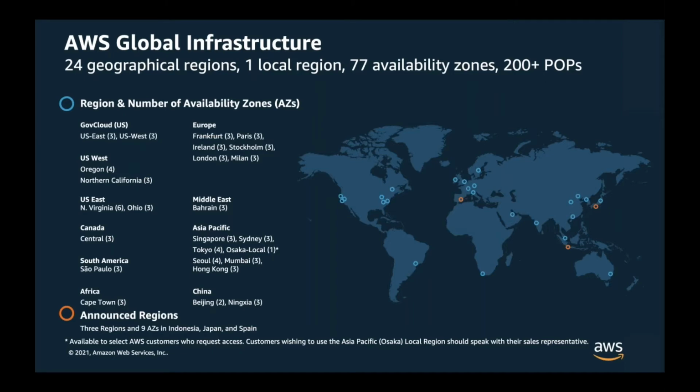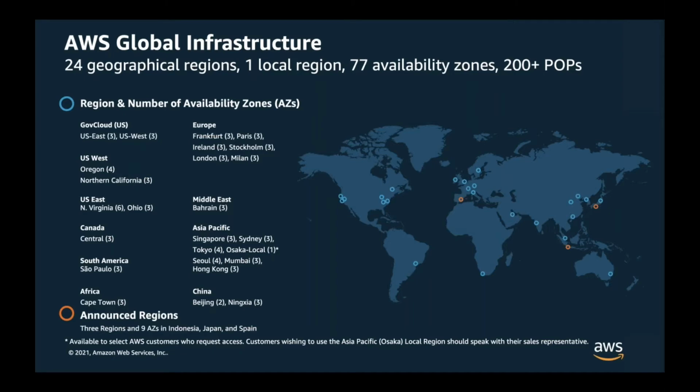We have over 77 availability zones with over 200 points of presence. To break that down, we have the largest global infrastructure footprint anywhere in the world. We have more than one data center; our availability zones are composed of multiple data centers separated by tens of miles, on separate floodplains, with different power, completely isolated and fault tolerant.